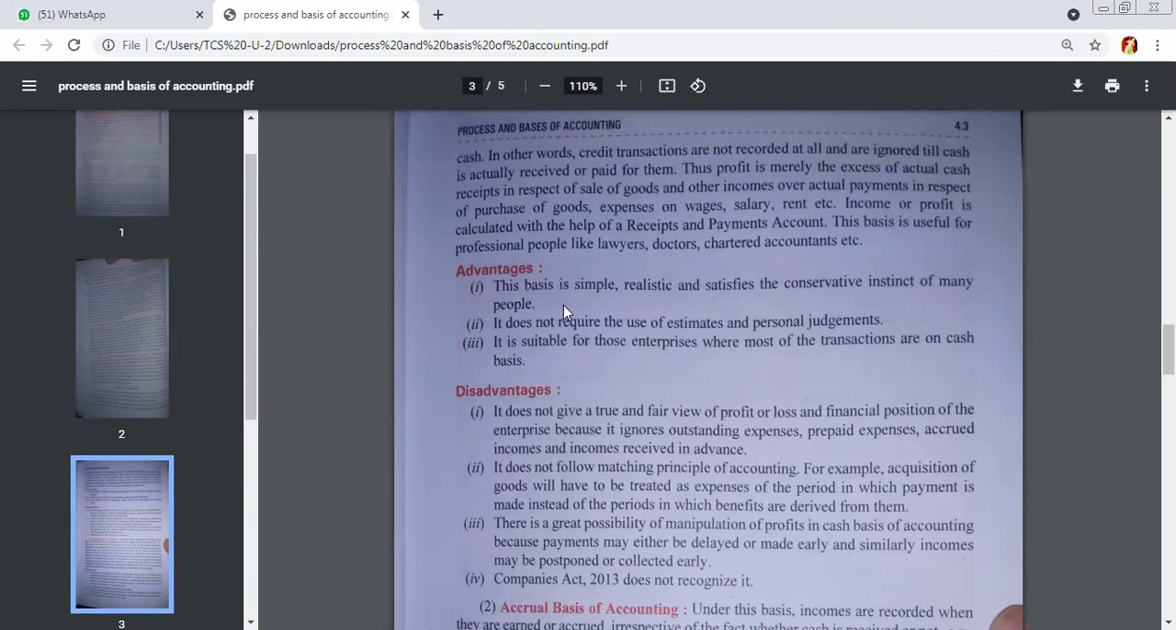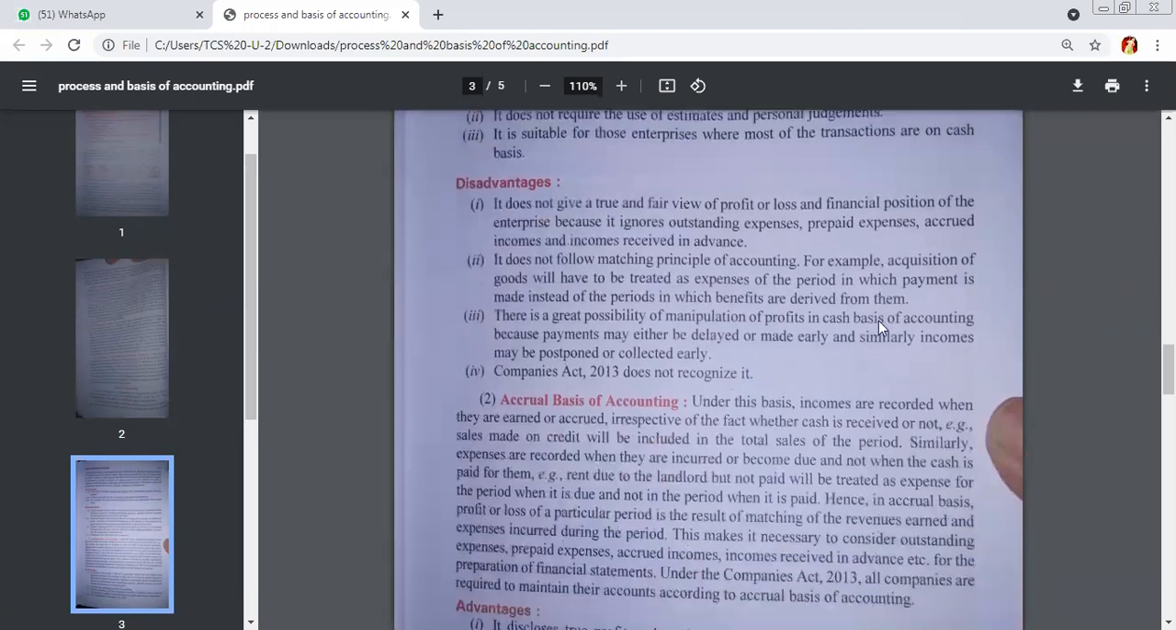The second point is it does not require the use of estimates and personal judgment. Absolutely. In the cash basis of accounting, whatever we receive, whatever we pay, is to be recorded in the books of account. It is a very simple concept. What is to be recorded? Whatever you received in cash or whatever you paid in cash. You need not make any personal judgment or any estimate. Whatever is the actual position is to be considered. Third, it is suitable for those enterprises where most of the transactions are in cash.